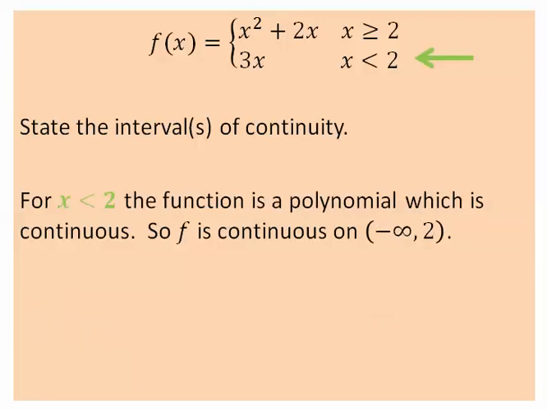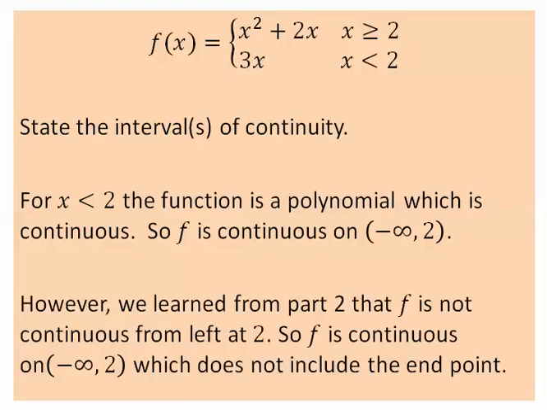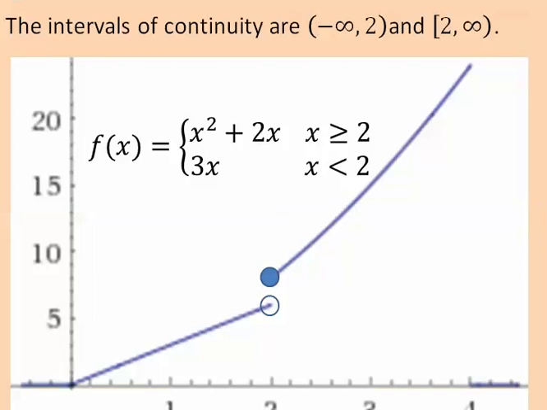For x being less than 2, the function is a polynomial, which is continuous. So f is continuous from negative infinity to 2. However, we learned from part 2 that f is not continuous from the left at 2. So f is continuous on negative infinity to 2, not including the endpoint 2. And if we look at a graph, it's fairly easy to see that we have continuity from negative infinity to 2, not including 2, and then again from 2 to infinity, but this time including 2.